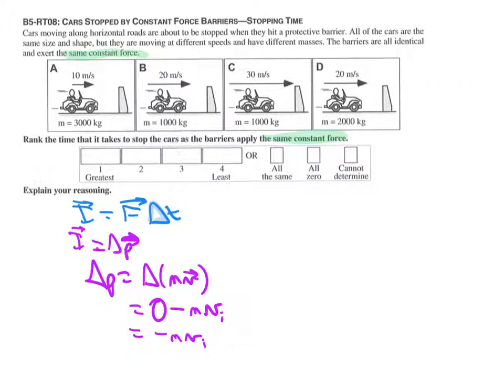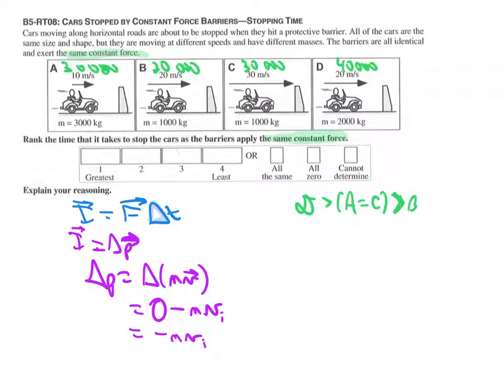If we look at, for instance, box A, we have 3,000 kilograms times 10 meters per second, or 30,000 units of momentum. But in box B, we have 1,000 kilograms times 20, so that's 20,000 units of momentum. And here we have 1,000 times 30, and that is also 30,000. And then finally, we have 2,000 times 20, or 40,000. And so the ordering for momentum is D is more than either A or C, which is more than B.